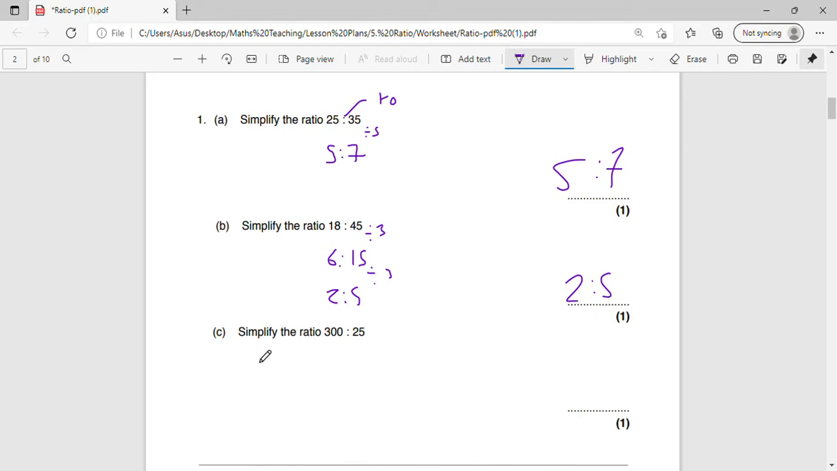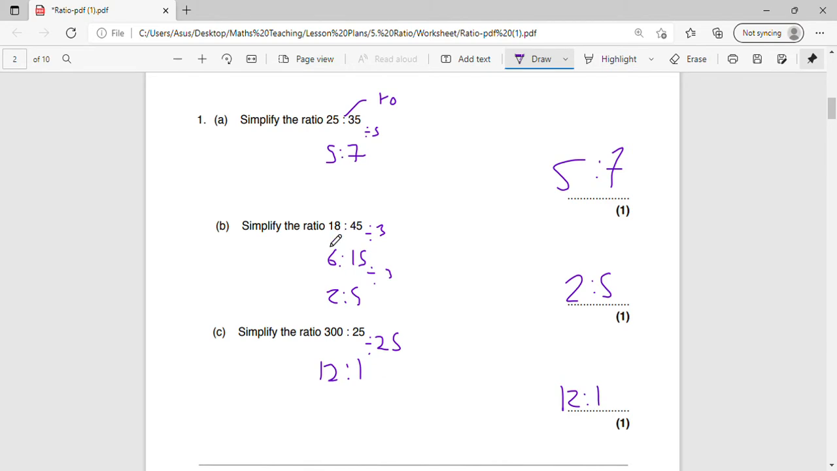Alright, simplify the ratio 300 to 25. Now I know that 300 is divisible by 25 because I know 25 is a quarter of 100. So 300 is also going to be divisible by 25. So I can divide both of these by 25, and I'm going to get 12 to 1. That's a little bit easier, that one. 300 divided by 25 is 12, and 25 divided by 25 obviously is 1. So 12 to 1. Easy peasy.